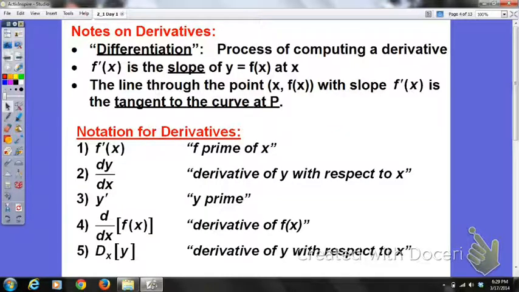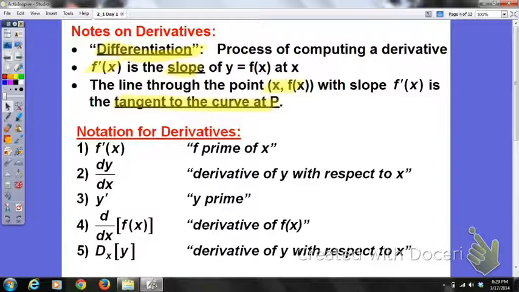Before we start calculating derivatives, we need to talk about a few notes about derivatives. Differentiation is the actual process of computing a derivative. F prime of x, as seen on the last slide, is the slope of y equals f of x, at x. The line through the point, the ordered pair x, f of x, with slope f prime of x, is the tangent line to the curve at point P.